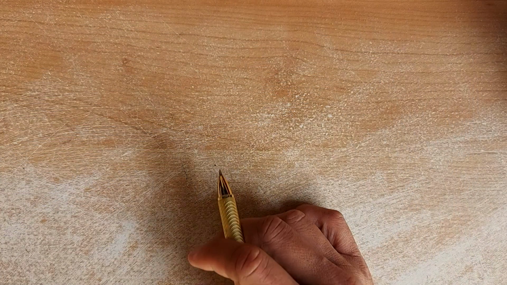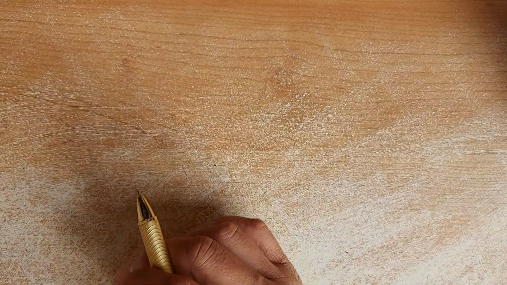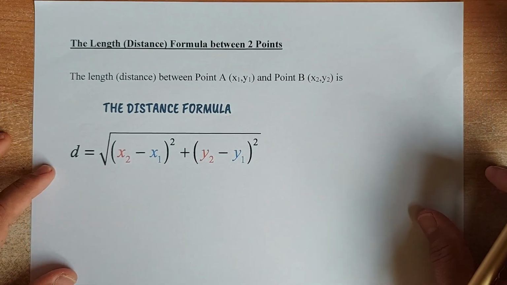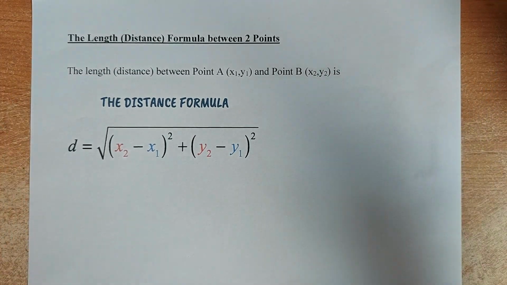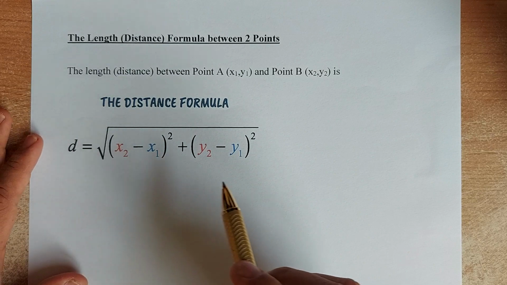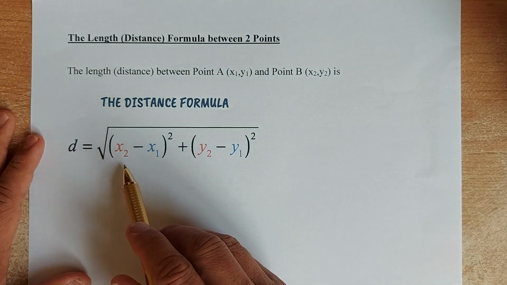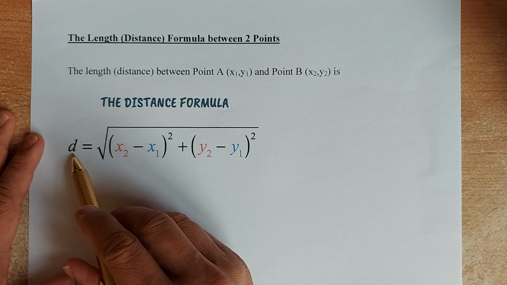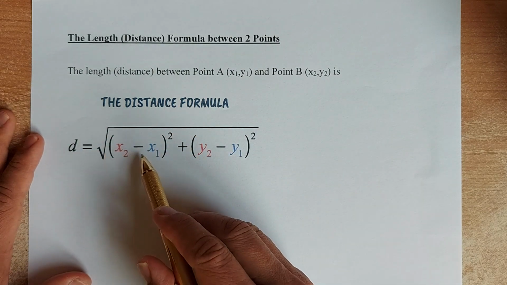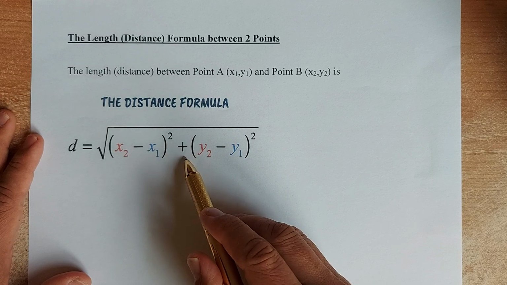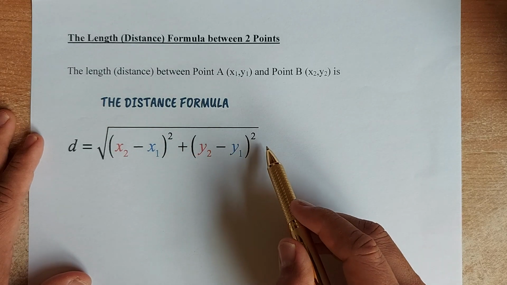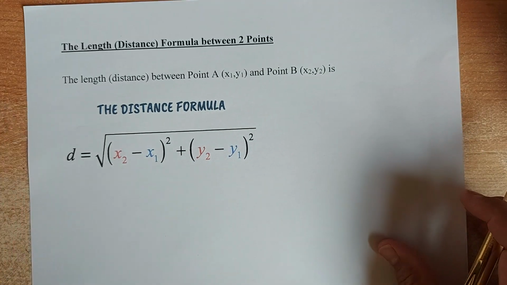Okay, after the midpoint, we are going to look at the length or the distance formula. The distance formula is a bit more difficult. So if I want to calculate the distance between 2 points, A and B, we have to use this formula. The distance or the length is equal to the square root of x2 minus x1 squared plus y2 minus y1 squared. So we shall look at the example, and then we shall work it out.